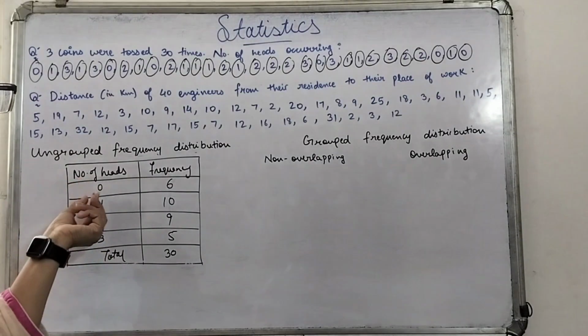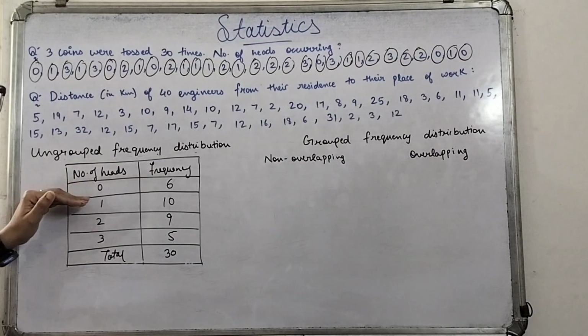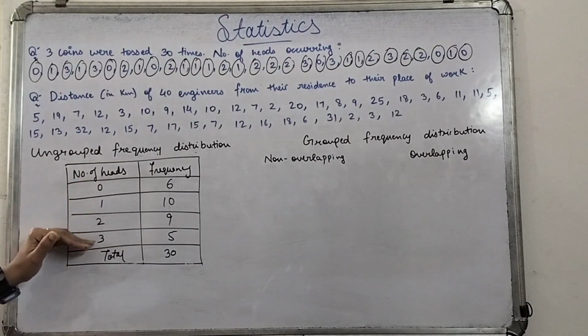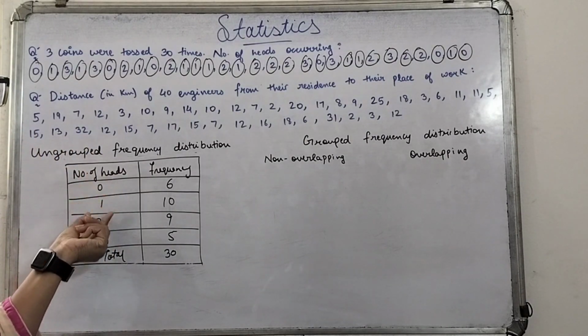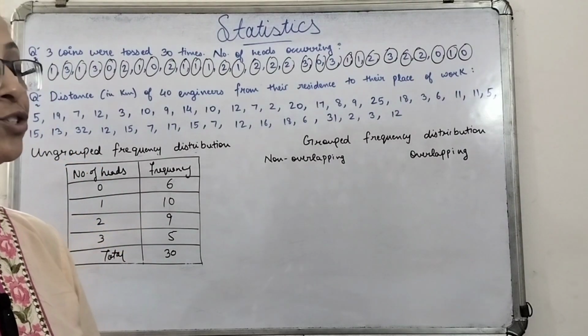Like over here, there is no grouping. We have not taken 0 to 1 or 1 to 2 or like that. Individually, we have taken 0, 1, 2 and 3. So that's the reason we have not made any groups of it. That's the reason it is known as your ungrouped frequency distribution table.